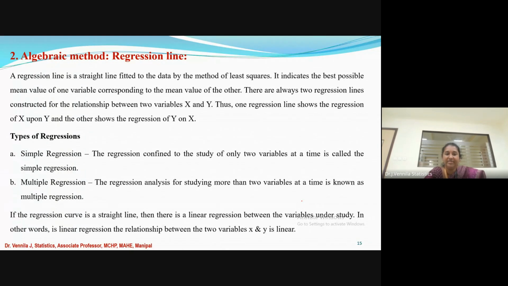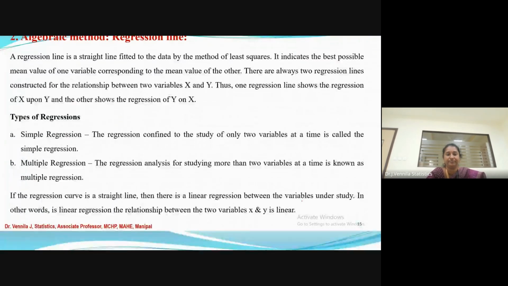It is called a simple regression. When I have more than two independent variables, it is called a multiple regression. Okay, so that is the meaning of simple and multiple regression.